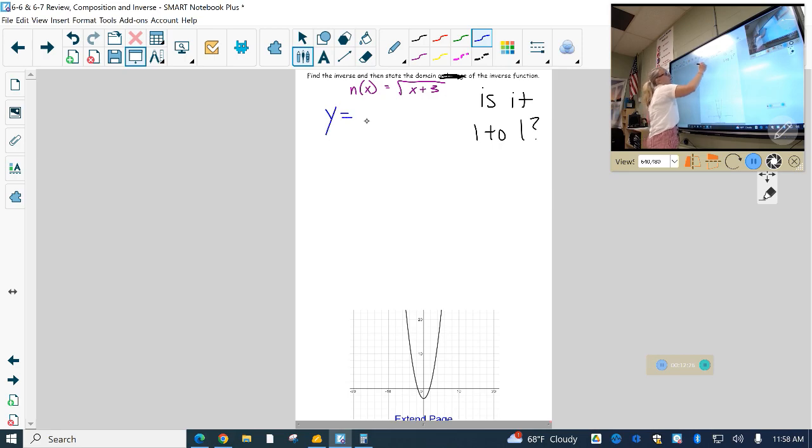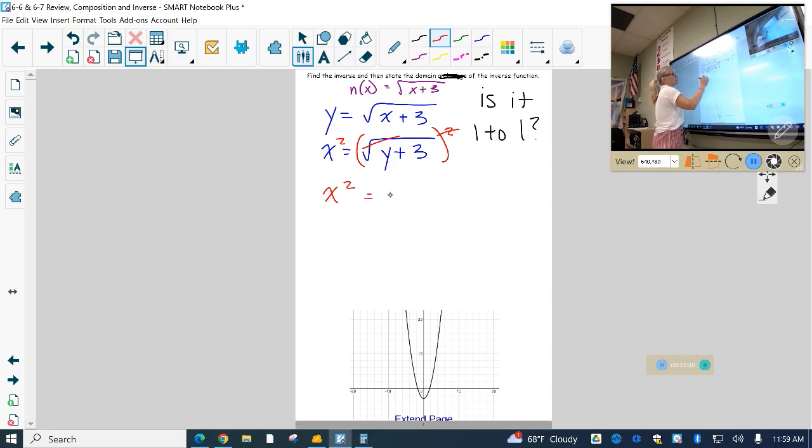So we have y equals the square root of x plus 3. Then I'm going to flip x and y, so x equals the square root of y plus 3. How do I get rid of a square root? I'm going to square both sides. That cancels out my square root, so I have x squared equals y plus 3. And now I'm going to subtract 3. So I have x squared minus 3 equals y.